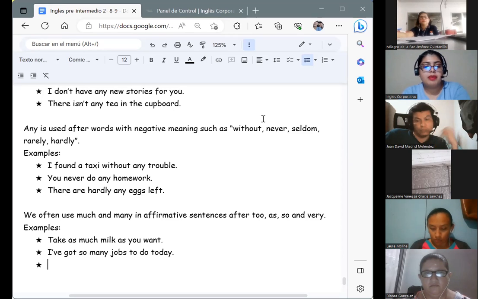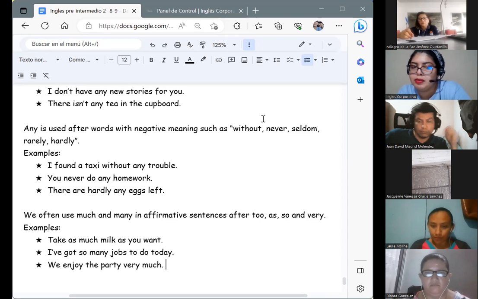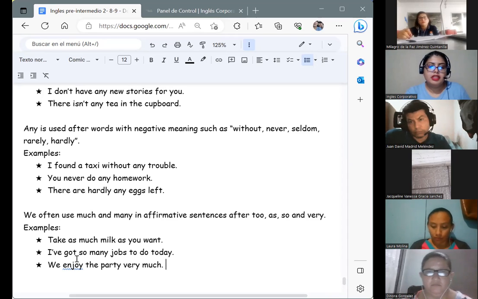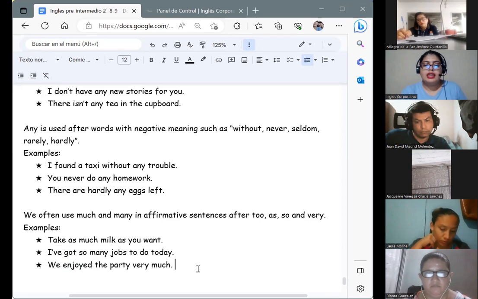We enjoy the party very much. Aquí estamos especificando cuánto de mucho podemos decir. Disfrutamos de la fiesta mucho. Ahí es como para no simplemente decir una cantidad mínima, sino que bastante, ¿verdad? Very much. Pero que igual se traduce como mucho, pero una cantidad alta.